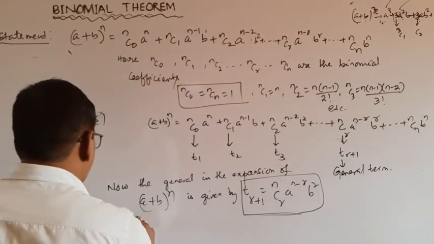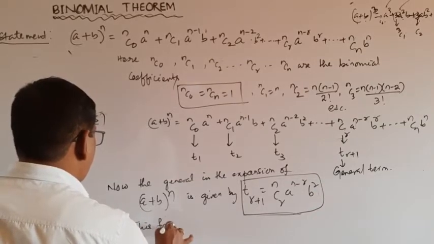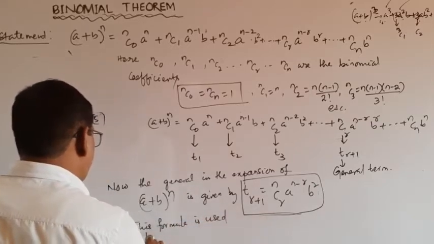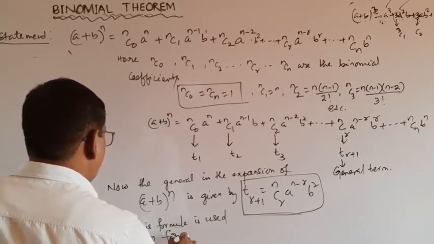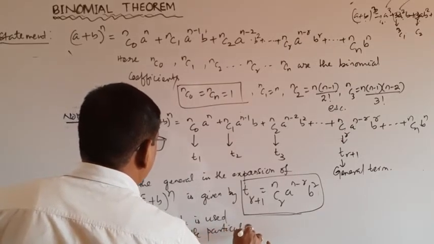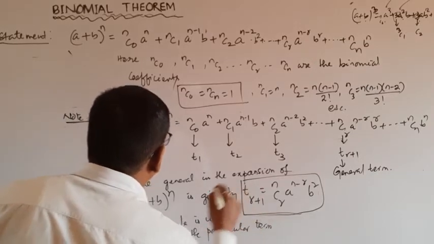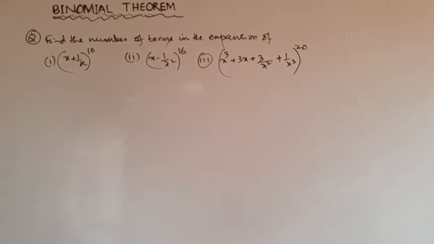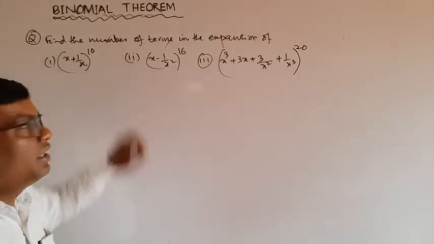This formula is used to find the particular term. Now we'll discuss the problems related to the number of terms. Find the number of terms in the expansion of (x plus 1 by x) whole to the power 10.